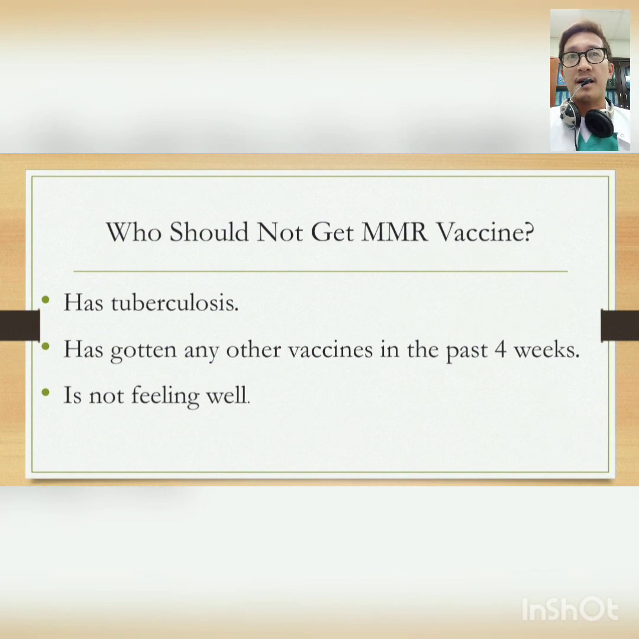Next, if you have tuberculosis, avoid getting MMR vaccine. If you have gotten any other vaccines in the past 4 weeks, live vaccines given too close together might not work as well. If you are not feeling well, a mild illness such as a cold is usually not a reason to postpone vaccination. Someone who is moderately or severely ill should probably wait. Your doctor can advise you.